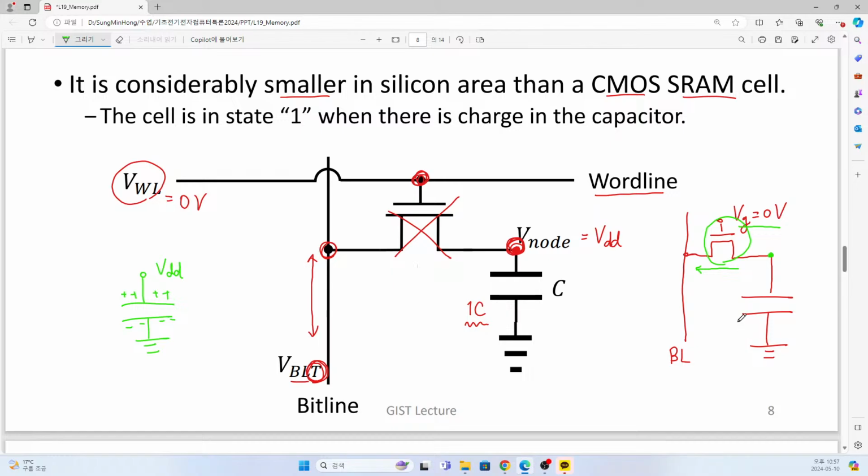After that, okay, a long time has passed, and I want to check the number of charges stored here. Then we found that actually there are no additional charges stored in the capacitor. So what happens? Here we have a leakage current, and this leakage current demolishes our stored bit. So that is a very important understanding in this case.